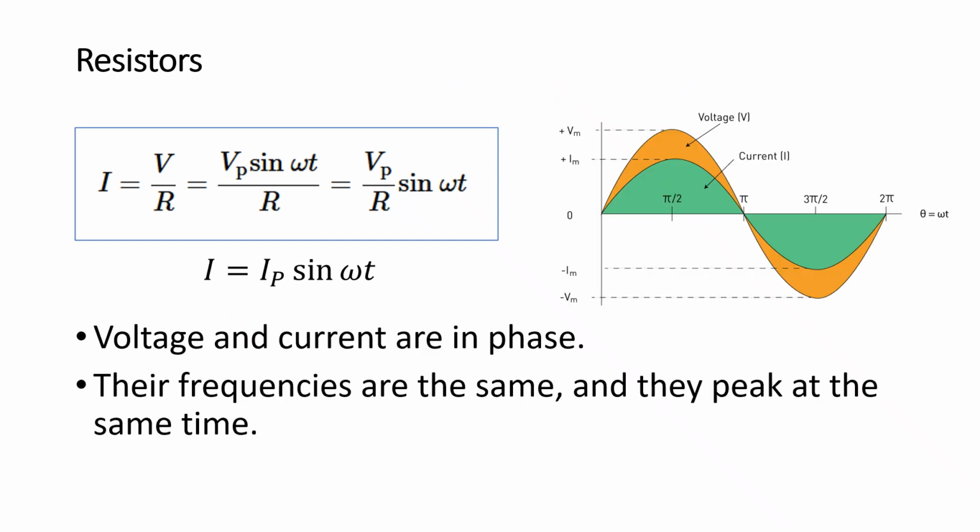And here we see a graph. We have the voltage, we have the current. If they're sine curves, assuming no phase shift, you can see they start at 0, they go up, they go down, they're in phase with each other. Their frequencies are the same, they peak at the same time.